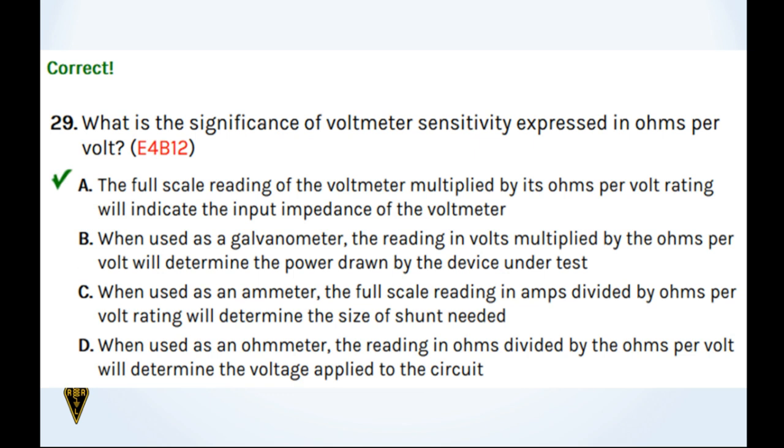And what is the significance of voltmeter sensitivity expressed in ohms per volt? Remember the old meters, so they said here's a 20,000 ohms per volt. Well, you click it over and see, okay, I'm on the 10-volt scale, so it's 10 times 20,000 or 200,000. That's the load it'll put on the circuit, 200,000 ohms. So it's the full-scale reading multiplied by its ohms per volt rating gives you the input impedance of the voltmeter, 29. Shortcut is the full scale. If you can remember those words, you've got it. Yep.